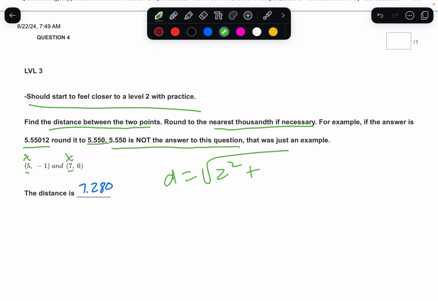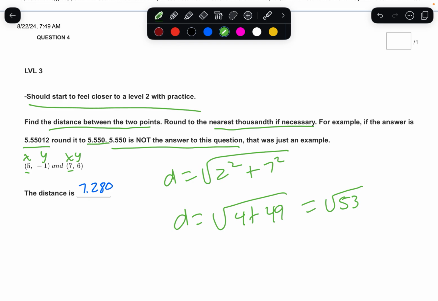How far apart are the y's? My y's are -1 and 6. Those are 7 apart, and we square it. So that distance is 4 plus 49, which is the square root of 53. Now, if you don't have a calculator, you just leave it like that.